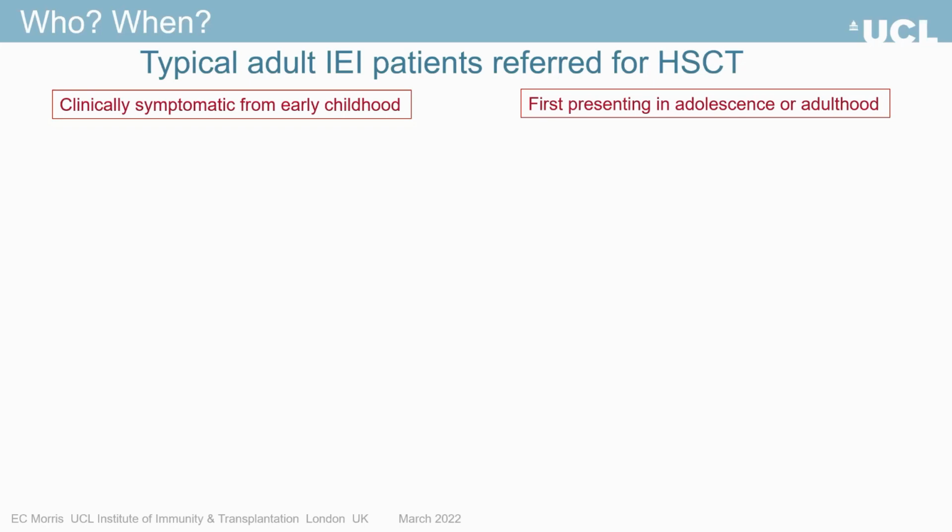So if we look at typical patients who've been ill since their childhood, and these are all patients that we have assessed in our service. A 28-year-old man, he was diagnosed with X-linked CGD at the age of 2.